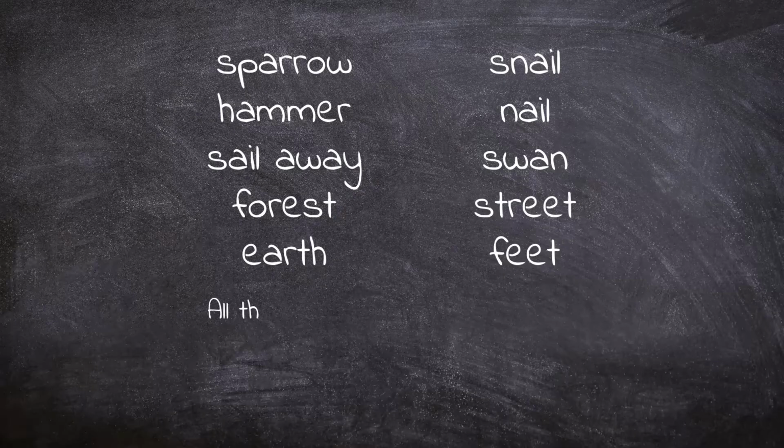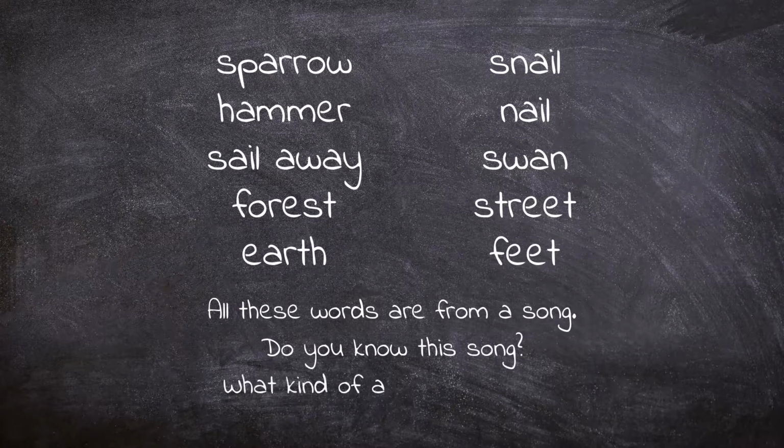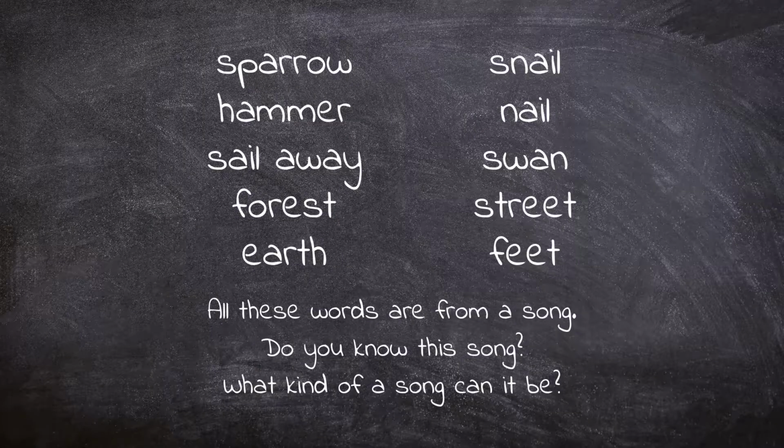Now, these words, sparrow, snail, hammer, nail, sail away, swan, forest, street, earth, feet, they're all from a song. Do you know this song? Are you familiar with this song? Most probably they are not, because it's an old song. I don't know if they're interested in nostalgic songs or not, but most probably they will say, no, we don't know it. Look at these words again. What kind of song can it be? Is it a fast one? Can you dance with it? Is it a slow one? Yes.